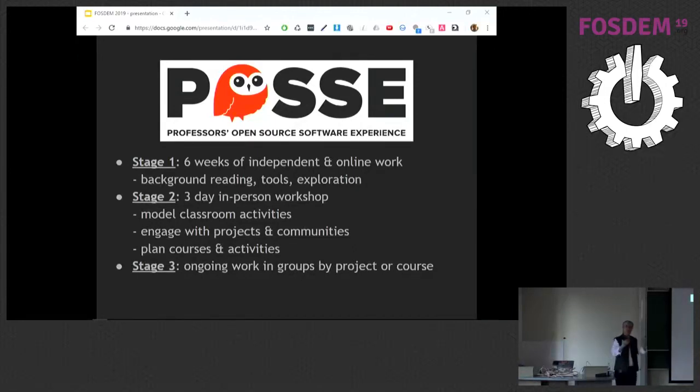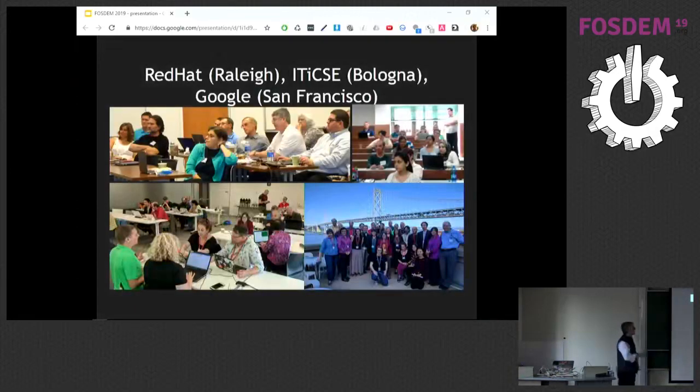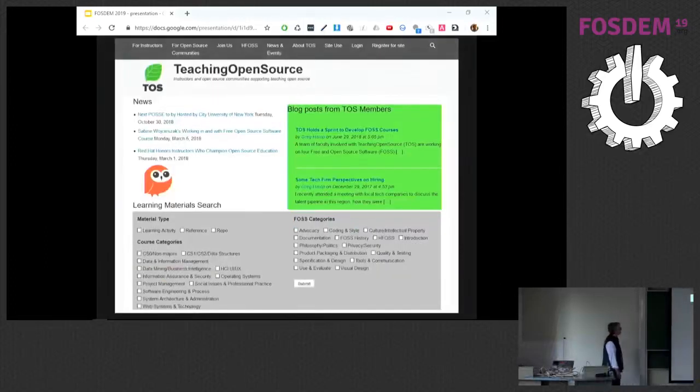And then we hope they can go on from there and use this in their classes, get their students involved, and do new things. So we've run these events all over the world. We've done a bunch at Red Hat in Raleigh. They've been very generous with space. We did one in Bologna, Italy. We did one at Google in San Francisco. We're trying to get as many faculty as we can thinking about using these approaches.